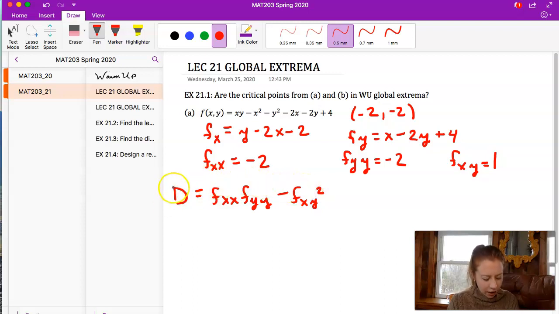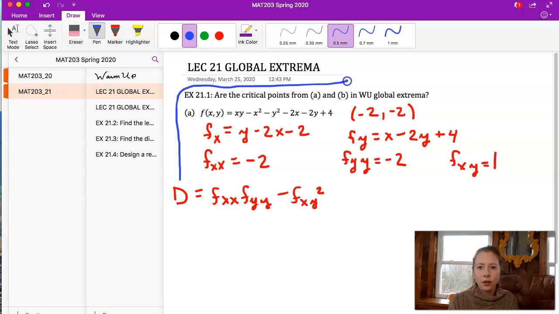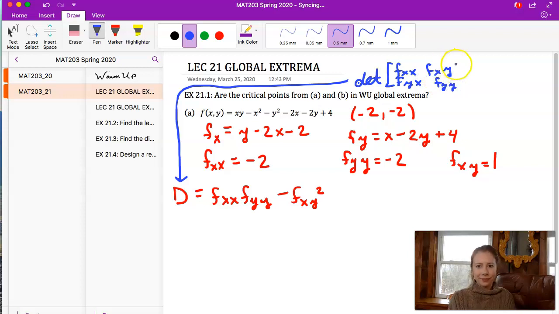So just a little note on this D. Once again, I mentioned before that this was the determinant, so let's just look at where this actually comes from. So D is going to be the determinant of our matrix of second order partials: fxx, fxy, fyx, and fyy. Okay, so that's where this piece comes from.